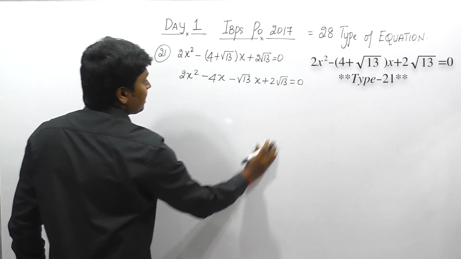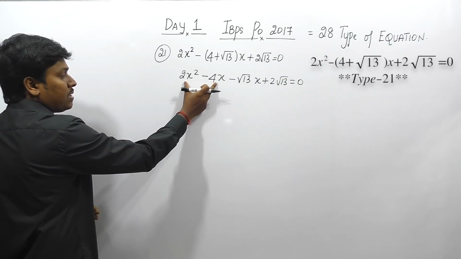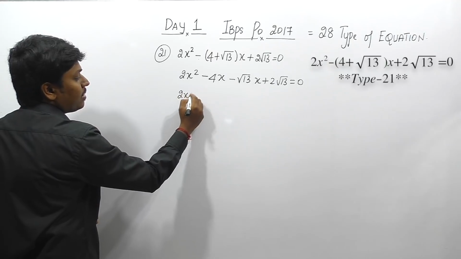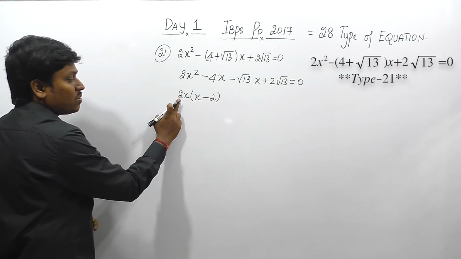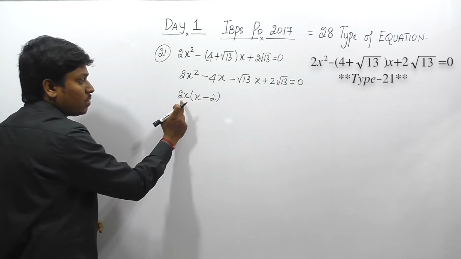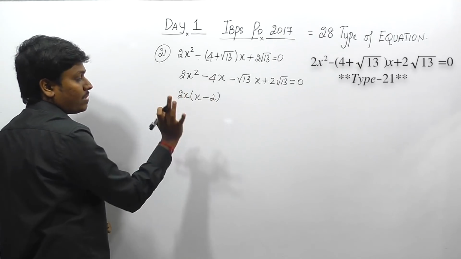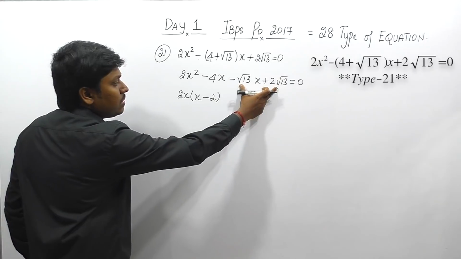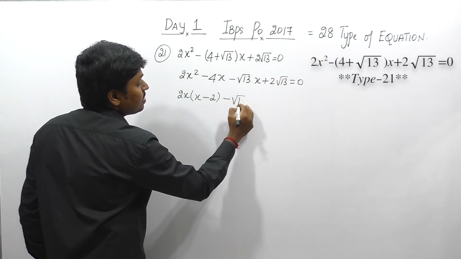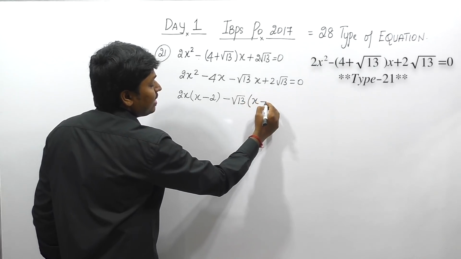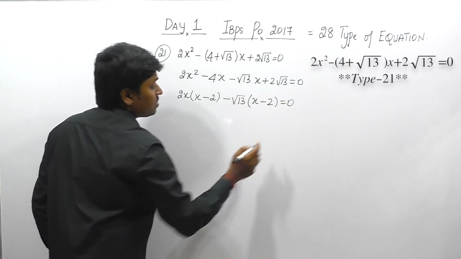I think in the first two terms, let me take 2x as common. If I take 2x as common, this becomes x minus 2, right? Because 2x into x will be 2x square, 2x into minus 2 will be minus 4x. And in the second two terms, let me take root 13 as common. So when we take minus root 13 as common, this becomes x minus 2, so is equal to 0. So friends, got it?